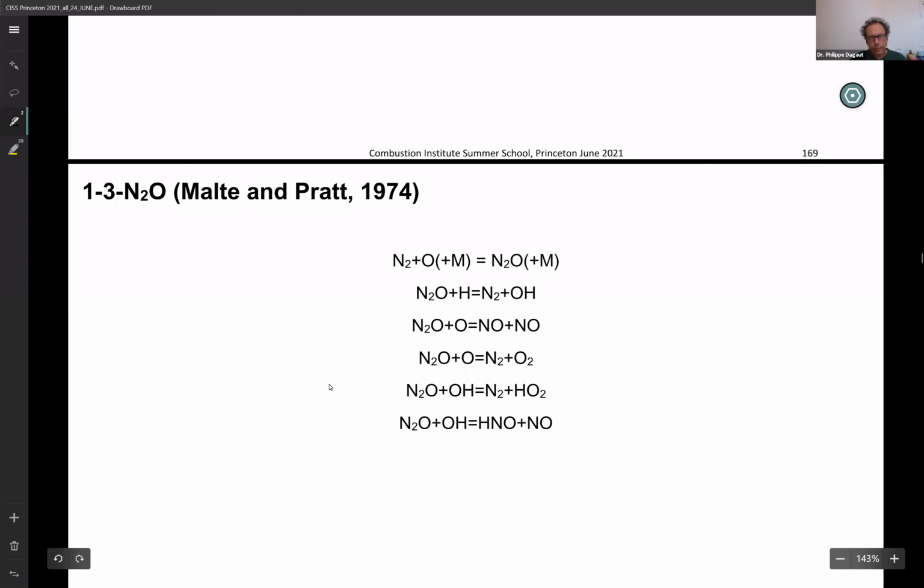This reaction is mostly important at high pressure, because you see it's a three-body reaction, so higher pressure favors this reaction. And also, it's more important in fuel-lean conditions when there is an excess of oxygen.